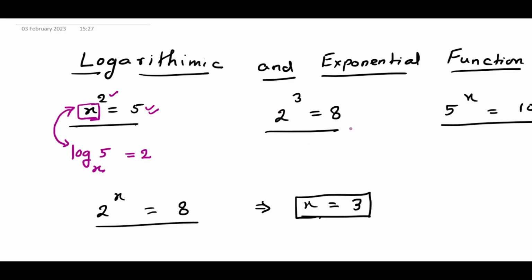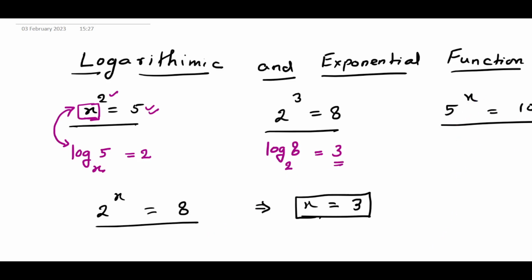Now this 2 power 3 is equal to 8 is given. Here Sarah will tell me how I will write it in logarithmic form. 2 power 3 is equal to 8. Sarah, tell me. Log of 8 to the base 2 equal to 3. So when I say log of 8 to the base 2, its value will be 3. Right?